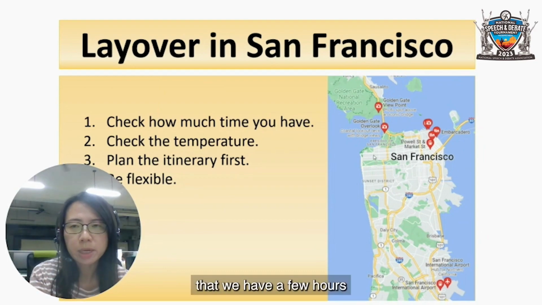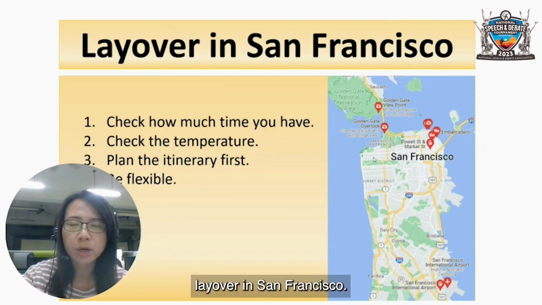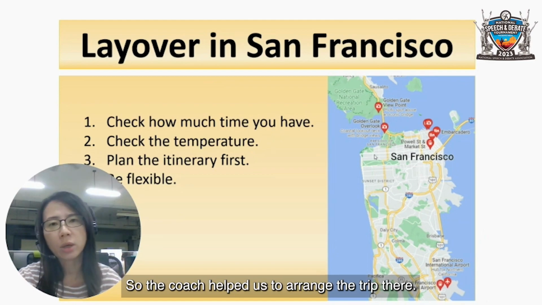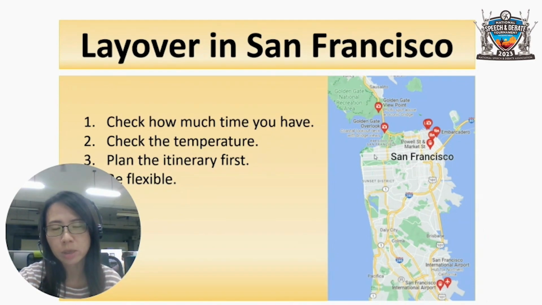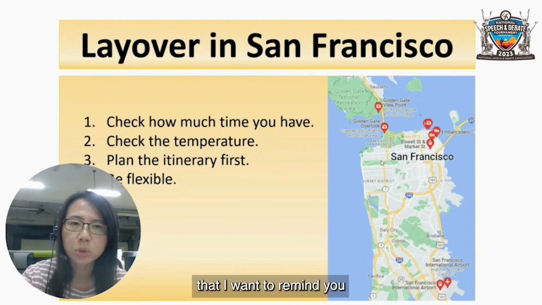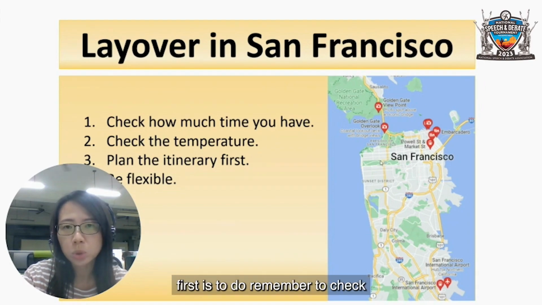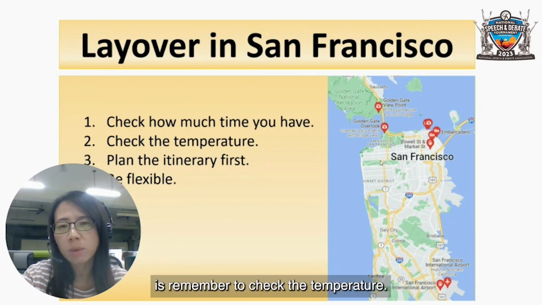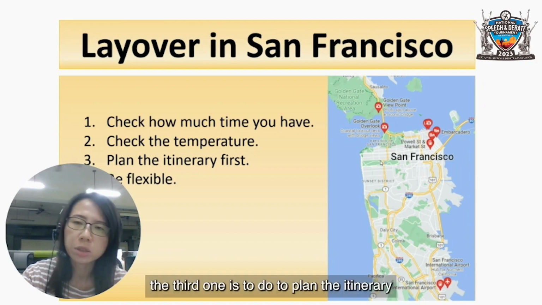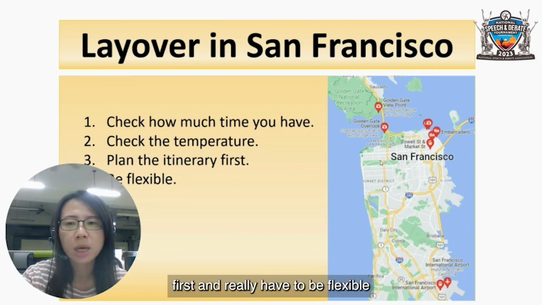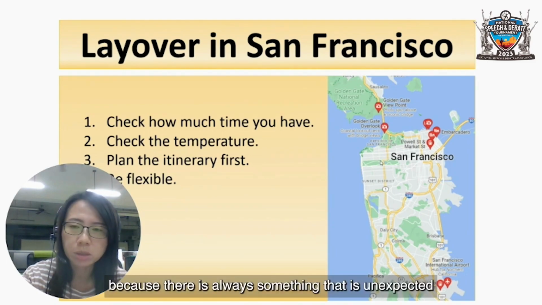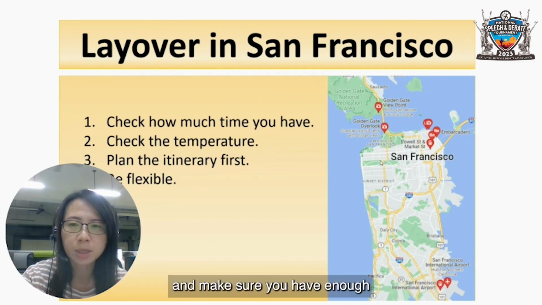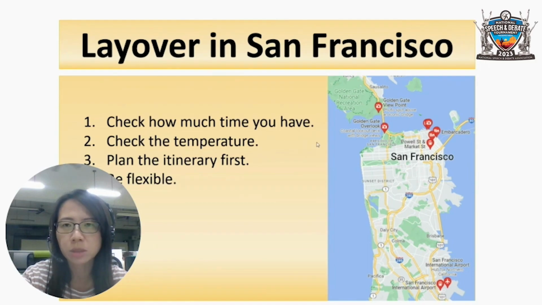And in our trip, we had a few hours layover in San Francisco, so the coach helped us to arrange the trip there. And here are some important points that I want to remind you. First is to remember to check how much time you have. And the second one is remember to check the temperature. The third one is to plan the itinerary first and really have to be flexible, because there is always something unexpected that would happen, and make sure you have enough time to take care of that.